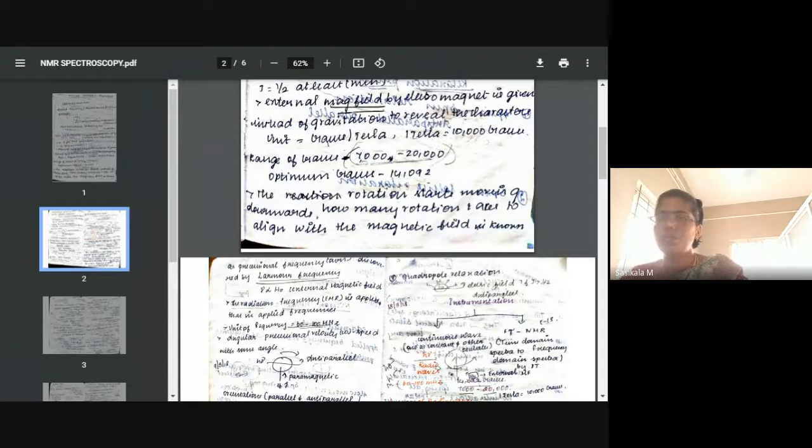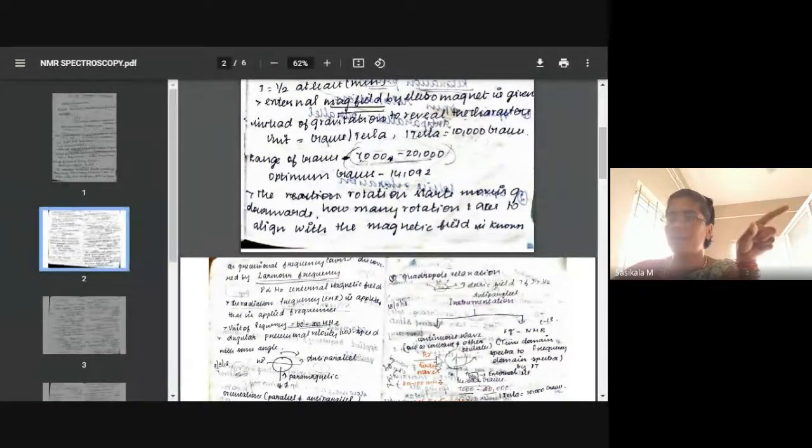Now, what are the instrumental parts we require based on the kind of instruments? One is continuous wave NMR, another one is FT-NMR. In continuous wave NMR, we keep one parameter constant since we use two parameters to analyze the nucleus. The first is the applied frequency, that is radio waves, and the second is the external magnetic field. These two sources are used to recognize the nucleus present in the sample.